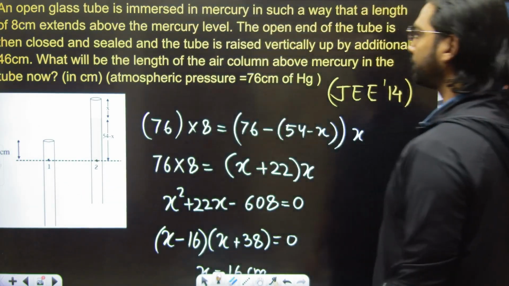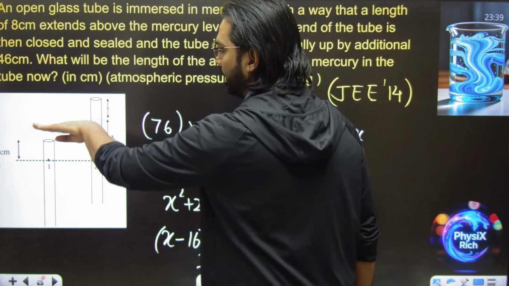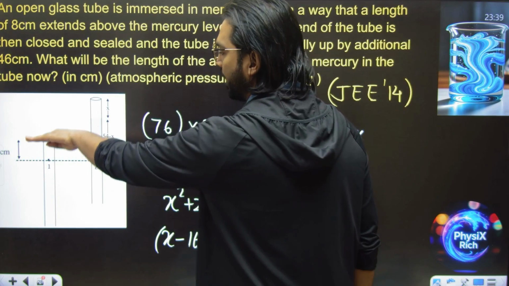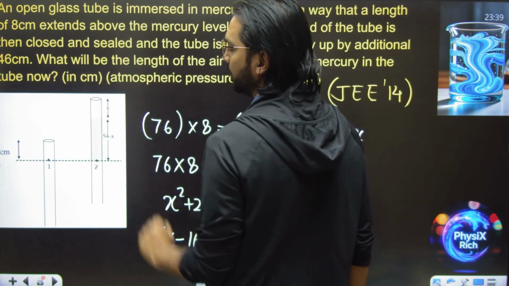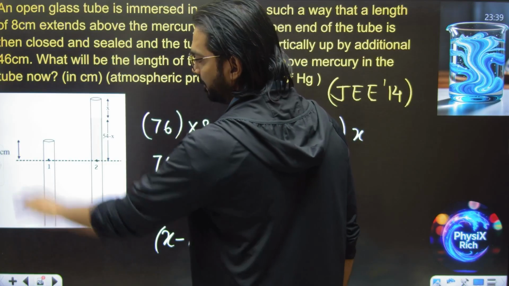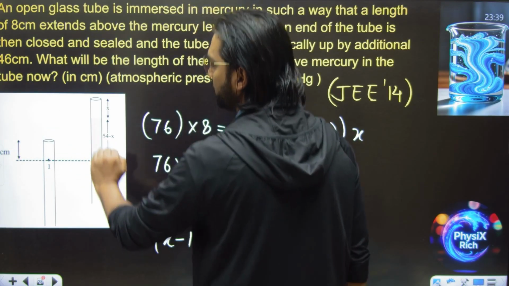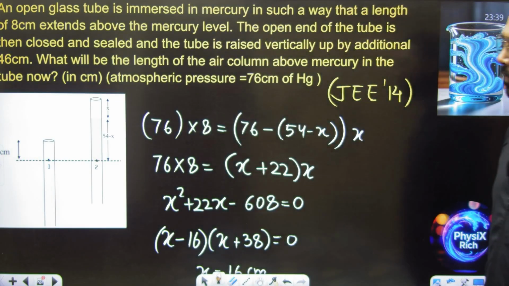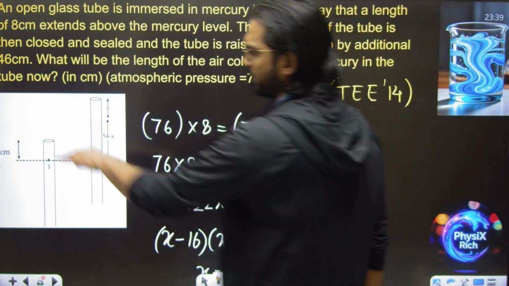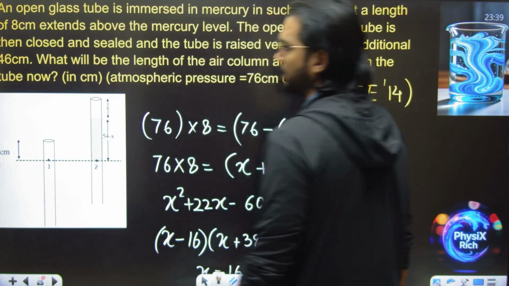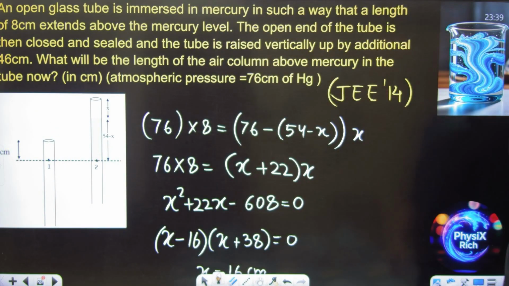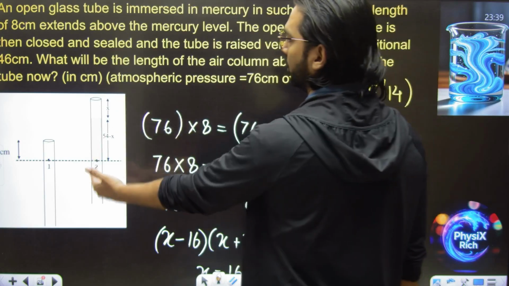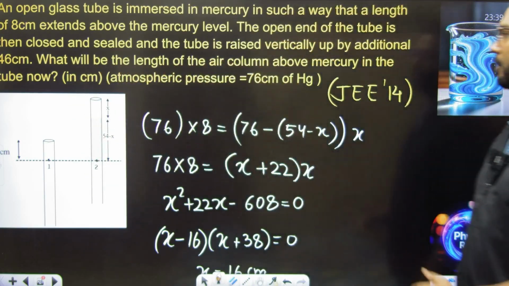Now what do you do? You close it. And then you stretch it until you reach 54 centimeters. So first you have 8 centimeters and then you keep stretching it until you reach 54 centimeters. All right. So 54 minus 8 is 46. So basically you have stretched it further by 46 centimeters. Okay. So that's what he's saying. The open end of the tube is then closed and sealed, and then the tube is raised vertically by an additional 46 centimeters. So you reach 54. What will be the length of the air column above mercury now?